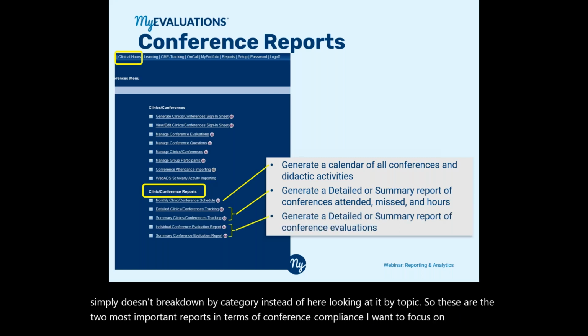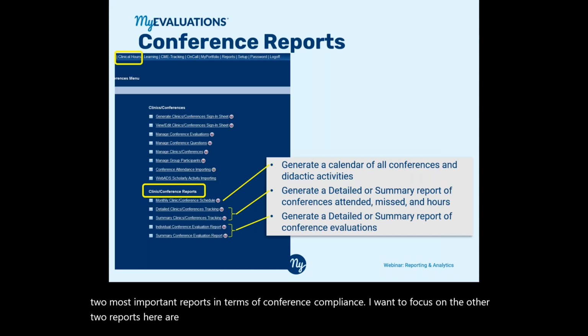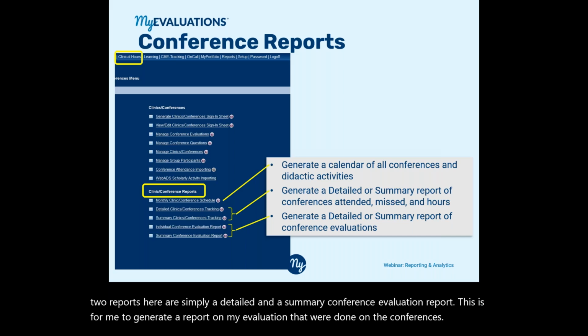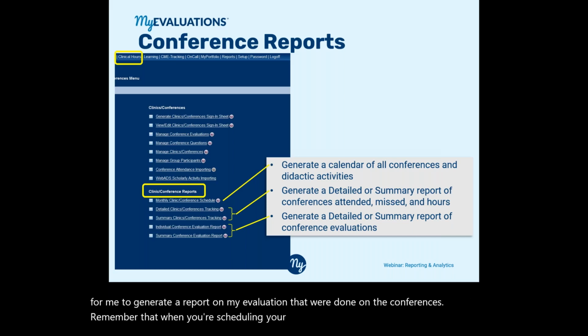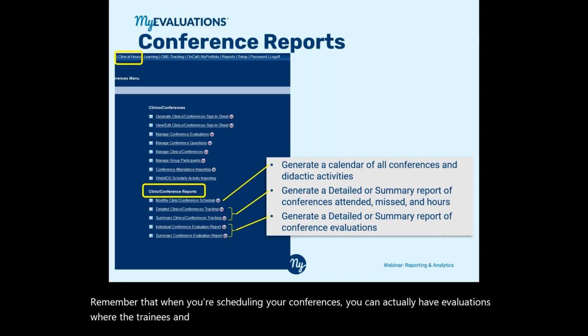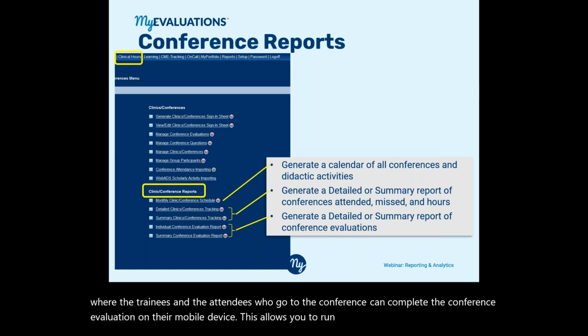The other two reports here are simply a detailed and a summary conference evaluation report. This is for me to generate a report on my evaluations that were done on the conferences. Remember that when you're scheduling your conferences, you can actually have evaluations where the trainees and the attendees who go to the conference can complete the conference evaluation on their mobile device. This allows you to run a report on those conferences to see how they rated the conferences.